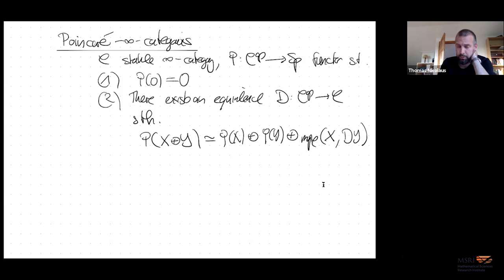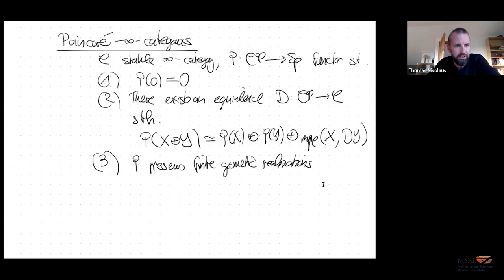And in fact, if you stare at this equation, you see that this actually uniquely determines the functor D. So basically, I could just say that the functor D exists and is an equivalence. And then there's a third condition, which I won't really talk about much today: Q preserves finite geometric realizations. For those of you who are well versed in Goodwillie calculus, this implies that it's analytic. Actually, under one and two, this is equivalent to saying it's analytic.